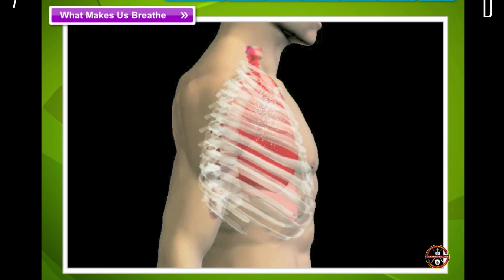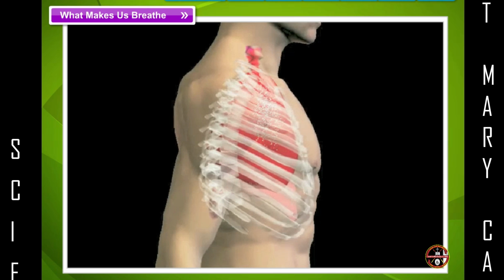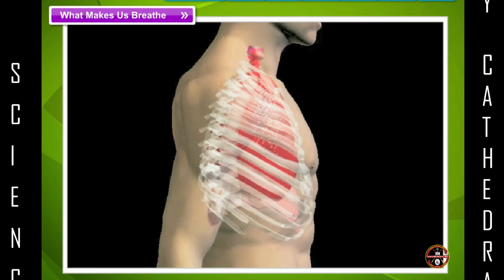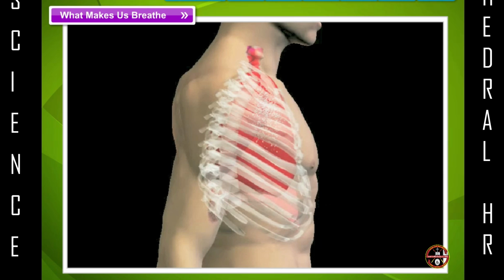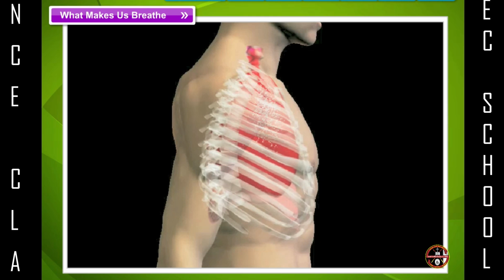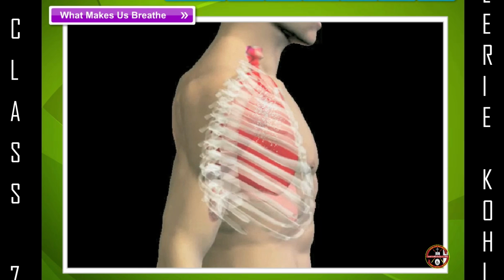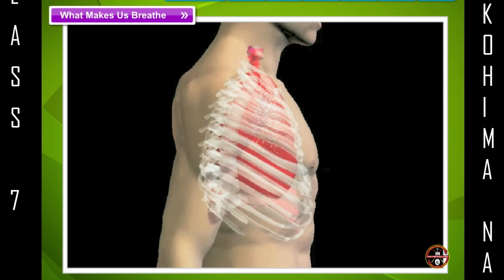The upward and outward movements of the ribs and the downward movement of the diaphragm increase the space in the chest cavity. The chest cavity becomes larger and the air rushes into the lungs. The lungs get filled up with air and expand.